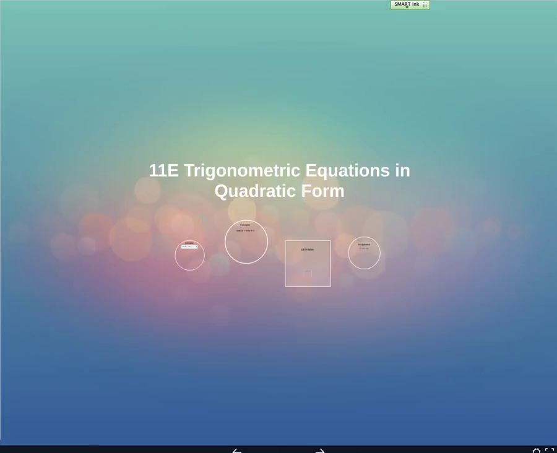11E, ladies and gentlemen. Yes. So short. Oh my gosh, I could cry.